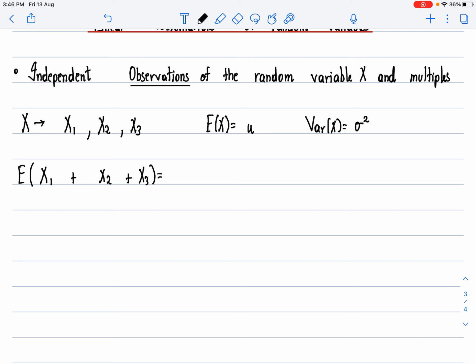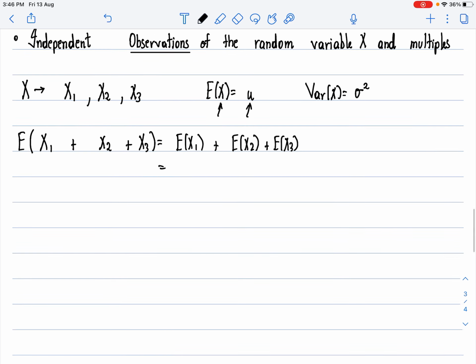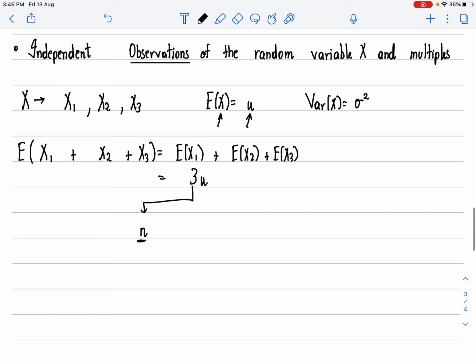For this, you can write this as the mean of x1 plus the mean of x2 plus the mean of x3. You know that all x1, x2, x3 are of the variable x, and you know the mean, which is provided to you. These are three observations, so you simply do 3 multiplied by the mean. This 3 is your n, which is the number of observations.